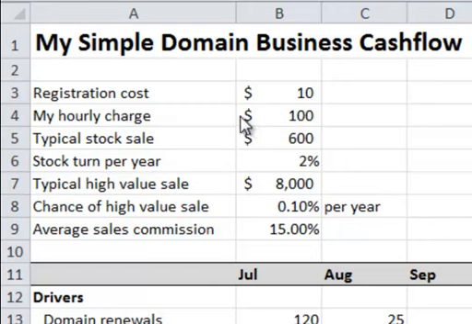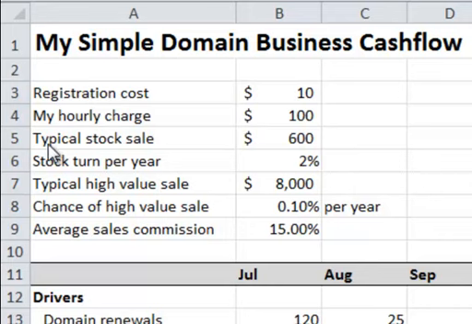Okay, my hourly charge. I think this is really the heart of the article I was writing about: when you're developing a cash flow, you need to charge your business for the amount of time you're actually spending in that business. Otherwise, it's not a real business, it's a hobby. And that's the crux of what this is all about.